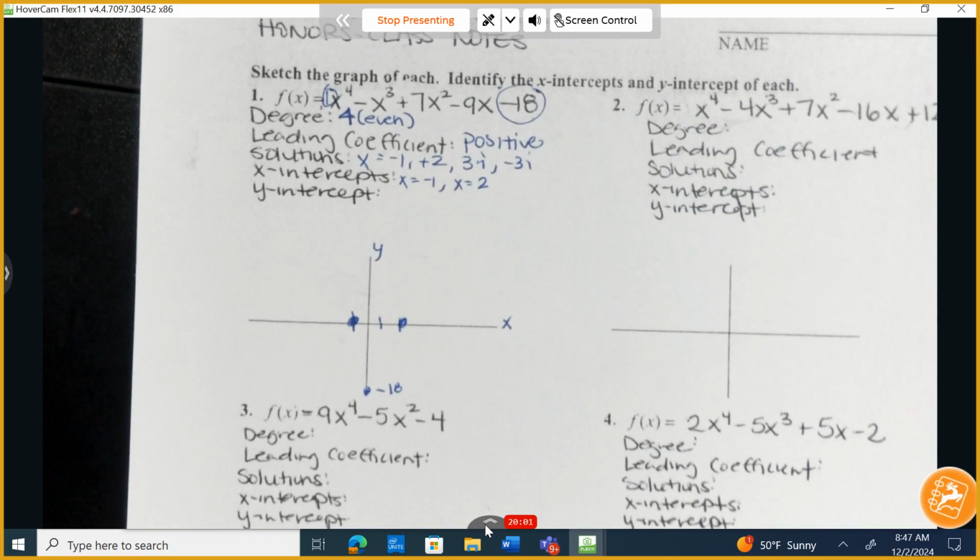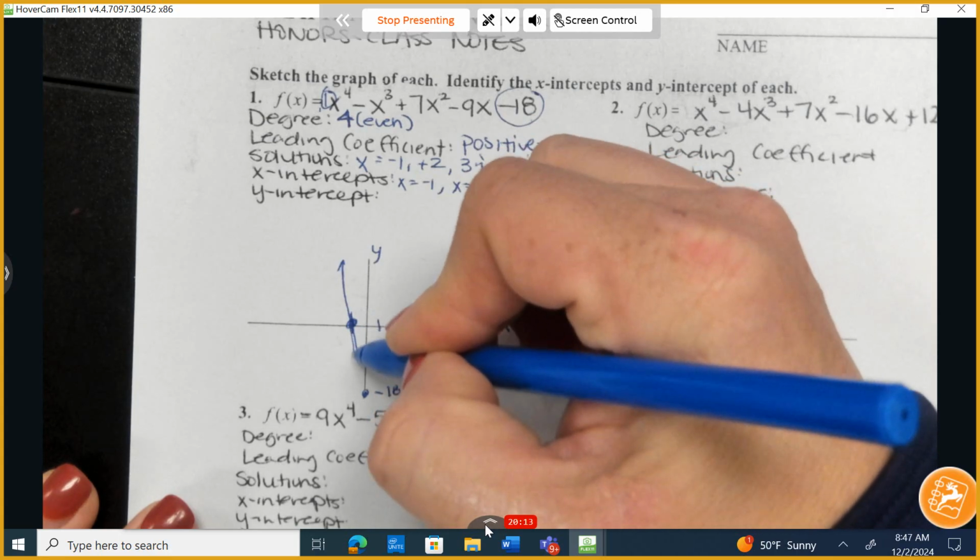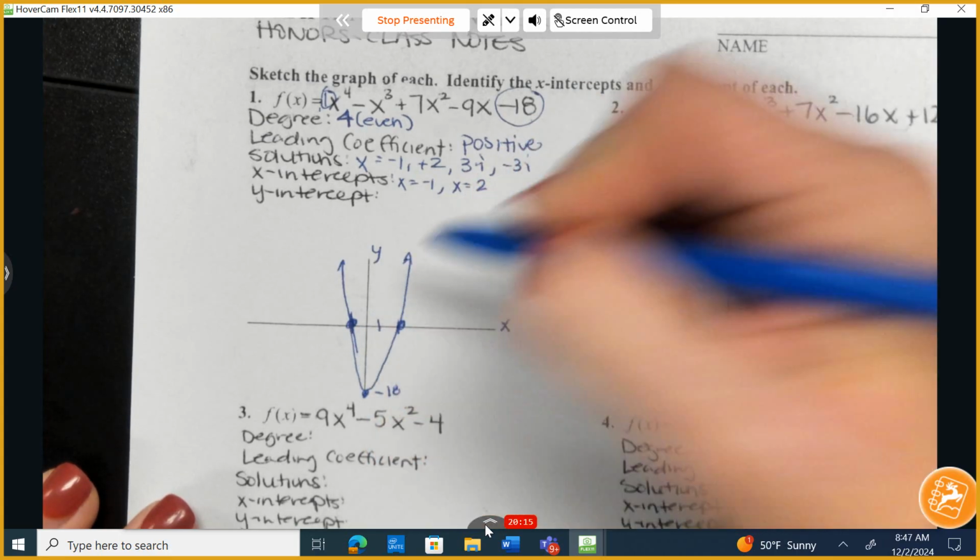Okay, you ready? Using your hands, we have degree 4. It's even. We have a leading coefficient that is positive. What are our arms looking like for this? They're both up, so it's looking something like this. Up on the left, come down. I know it'd be much farther than this, and come back up like this.